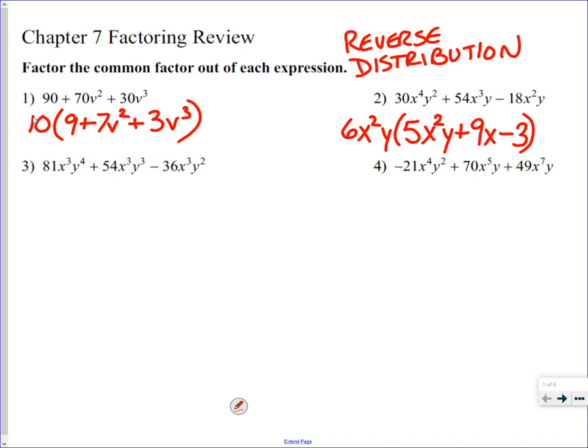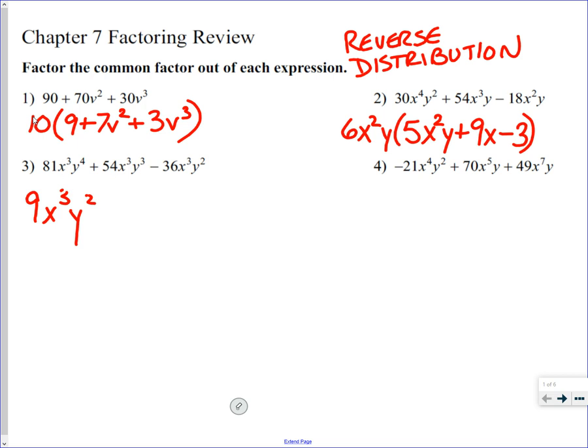For number 3, I need numbers that will go into 81, 54, and 36. I think 9 is going to be the best that we can do for numbers. 9 and 6 and 4. Yep, that's the best I can do. For my x's, every single term, x cubed, x cubed, x cubed, I can take out the whole thing. For the y's, I have a y to the 4th and a y to the 3rd and a y to the 2nd. I have to go with the y to the 2nd. I can't take out more than what's there.